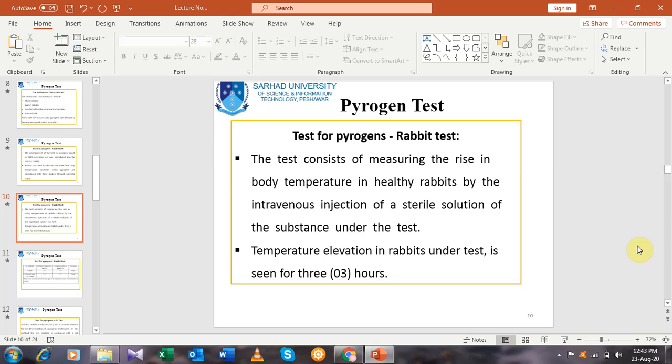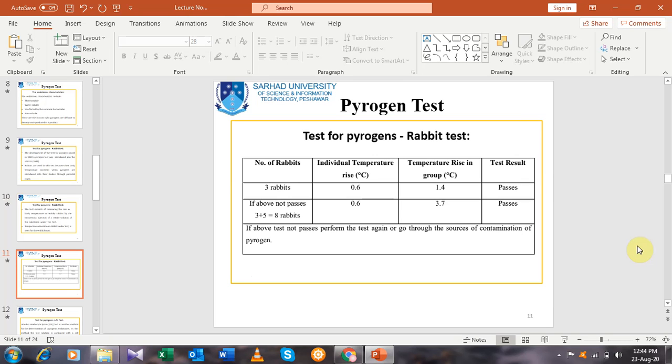and then temperature elevation is noted in the rabbits, which we have injected intravenously in the marginal vein of the ear. And we will check the 3 hours temperature rise, and the table that I have told you, the individual temperature rise, initially is for 3 rabbits, and if it is not passed, then 5 more rabbits are selected, overall 8 rabbits, and then the temperature rise of the groups and individual temperature is noted. If the specification or limit is exceeded, then the test for the pyrogen will be rejected for the respective product.